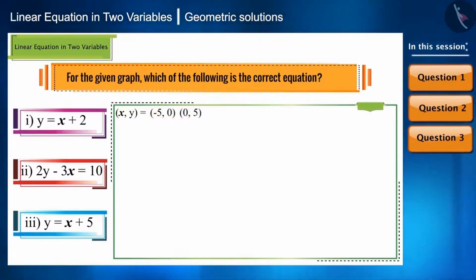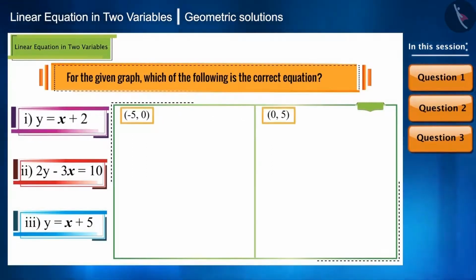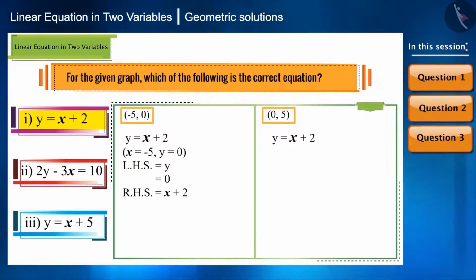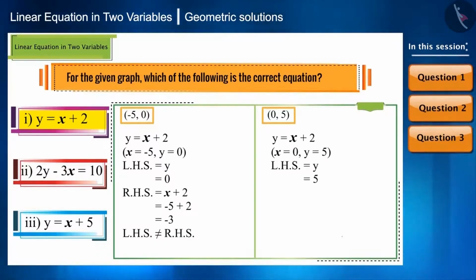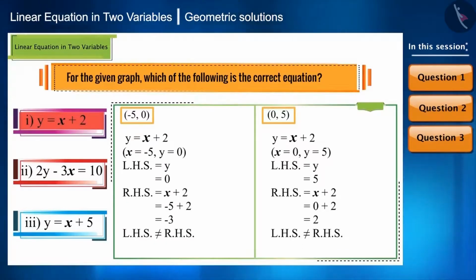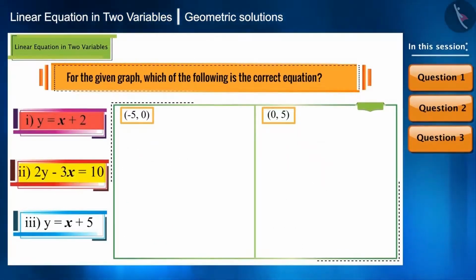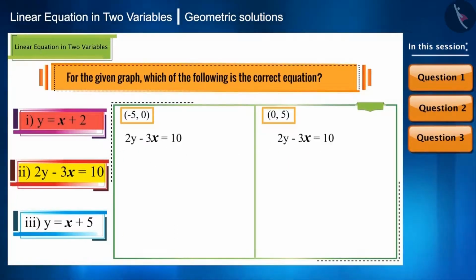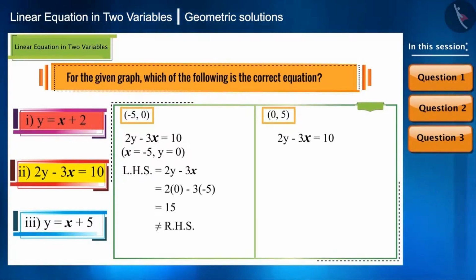Now, we will put both these values in all the equations and find out which equation is true for these values. Replacing x and y with these coordinates in equation 1 is not satisfying the equation. Similarly, equation 2 is not satisfied when x and y are replaced by the coordinates -5, 0.